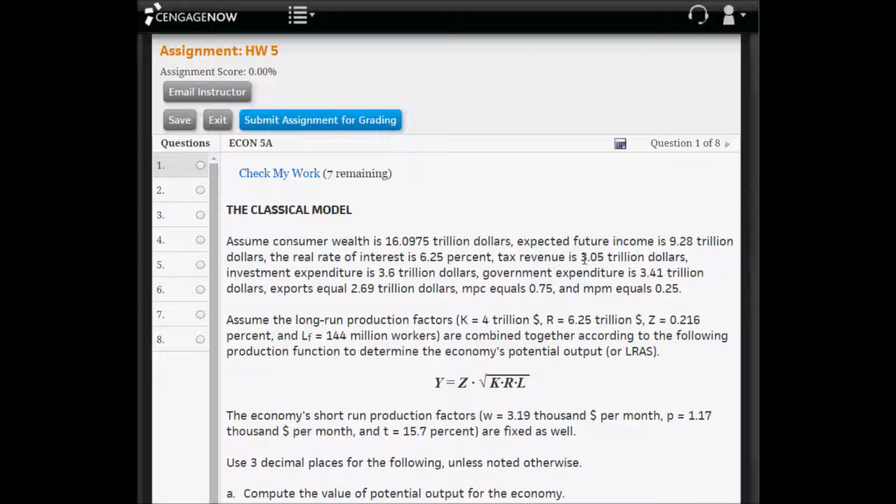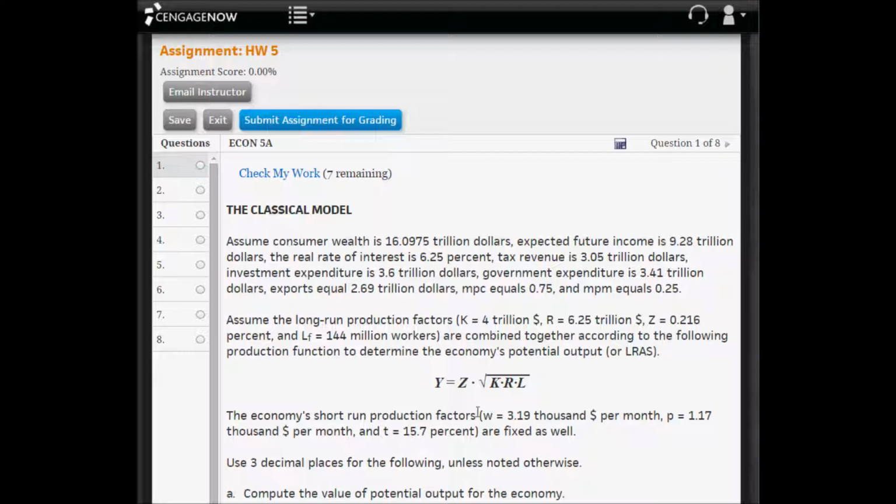Because government expenditure is greater than tax revenue, we have a budget deficit of about $300 billion. Exports equal $2.69 trillion, the MPC is 0.75, and the MPM equals 0.25. For the long-run production function, we're going to assume the long-run production factors, capital, resources, technology, and the labor force, are all fixed at $4 trillion, $6.25 trillion, 0.216%, and 144 million workers.